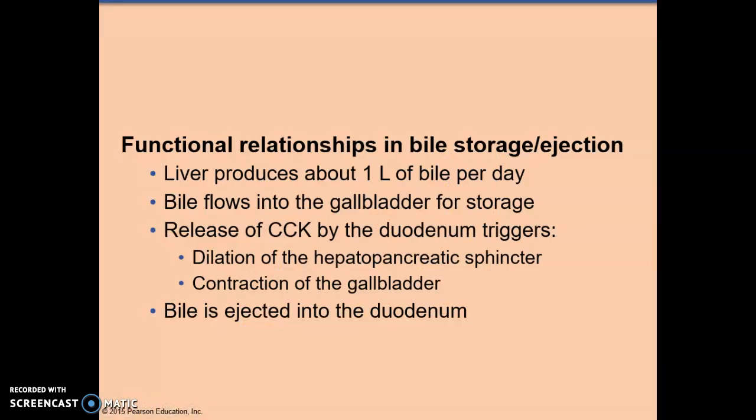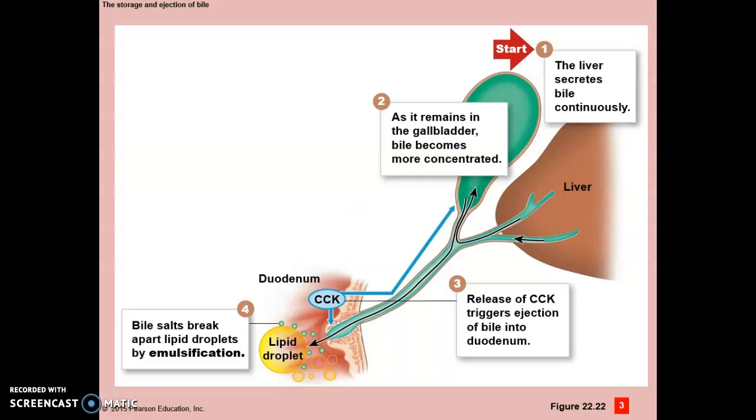The liver produces approximately a liter of bile per day. Bile flows into the gallbladder for storage. When CCK, cholecystokinin, is released by the duodenum, it causes the bile to enter the duodenum. So the liver is secreting bile continuously, and the bile is going to go up and be stored in the gallbladder. The release of CCK triggers ejection of the bile into the duodenum, where it will emulsify fats.